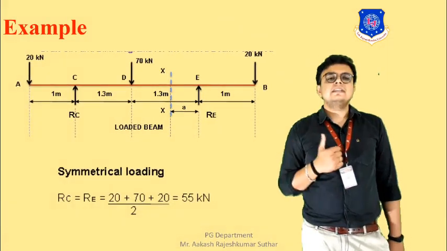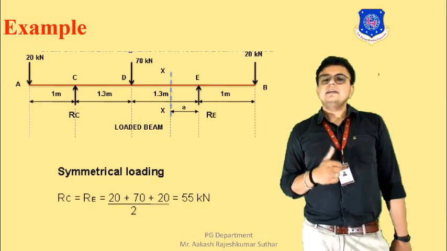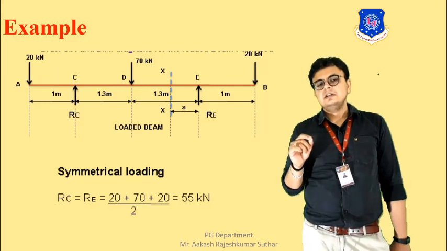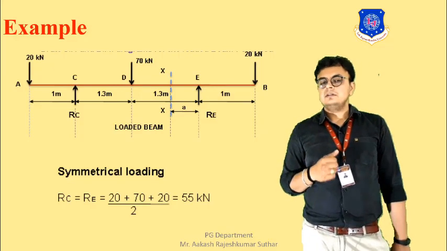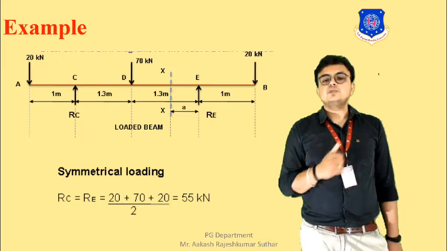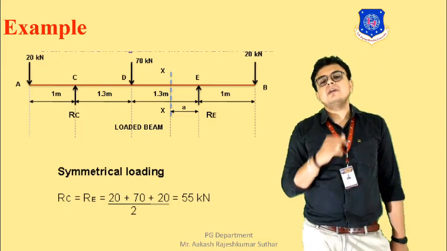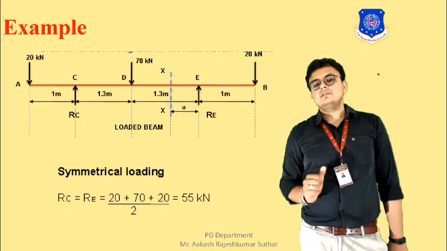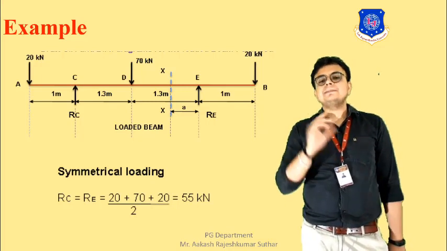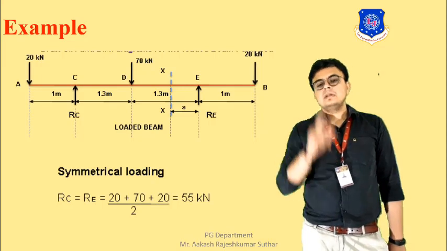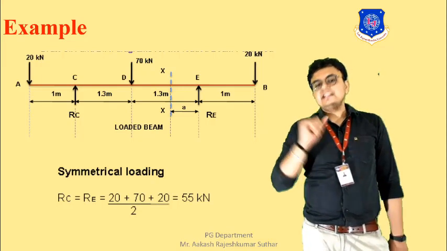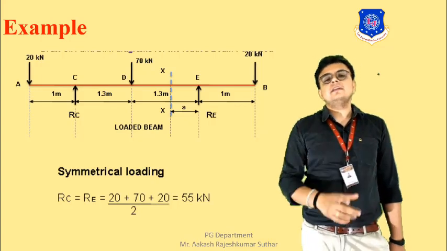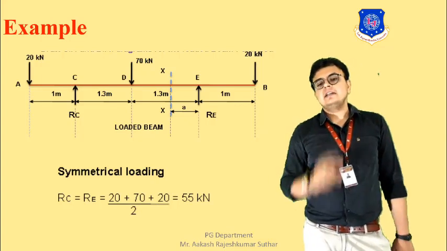So let's start with an example. Here we have a uniform section. The loading on this particular beam is also quite symmetric. It has two simple supports at C and E, and point loads are given at point A, point D and point B.